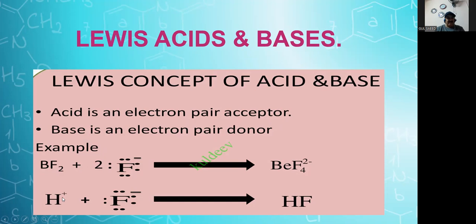Here H+ and here F- ion. The F- ion has sufficient electrons, a pair of electrons to donate. That pair of electrons is taken by hydrogen, so hydrogen is the electron pair acceptor, because without a pair of electrons there is no covalent bond. If hydrogen wants to make a bond with the fluoride ion, a pair of electrons will be donated by the fluoride ion to hydrogen and will form the molecule HF.